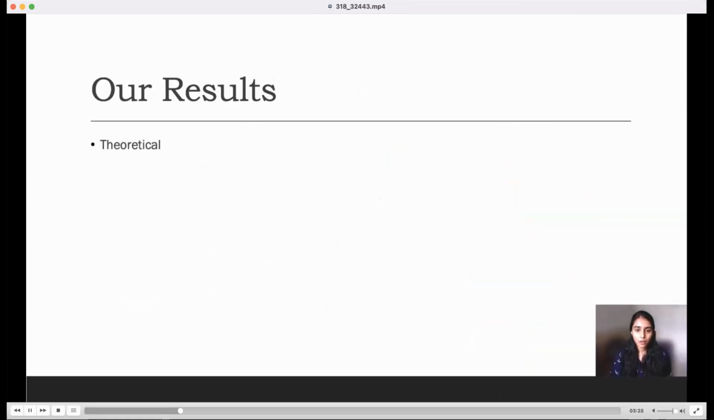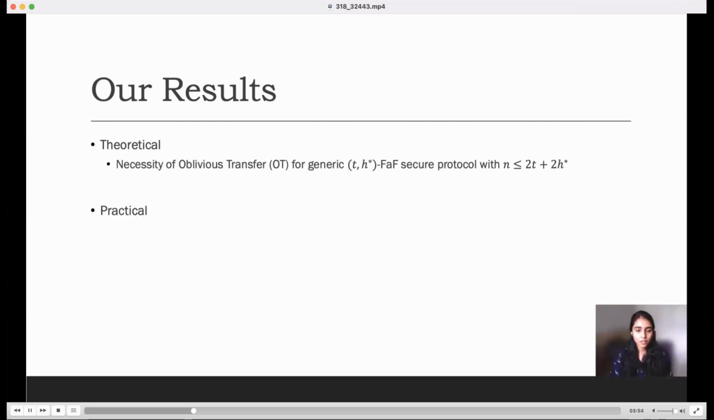protocols. Our contribution here is twofold. On the theoretical side, we prove the necessity of oblivious transfer, OT, for constructing a generic (t, h*) FAF secure protocol when n is less than or equal to 2t + 2h*. This subsumes the optimal corruption threshold of achieving fair or GOD MPC in this model when n is less than 2t + h*, as defined in the work of Elon et al.